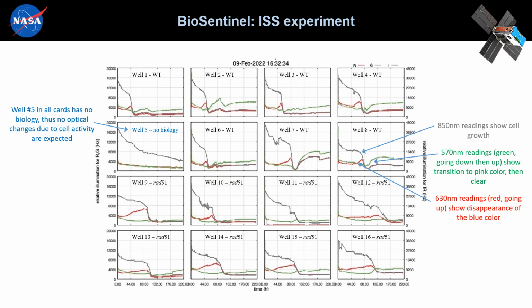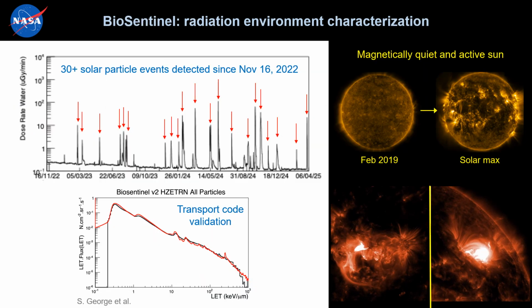Here's an example of what we saw on the International Space Station. It's just to show you that each one of those squares is a fluidic well, and you can see the cells growing, except for well number 5 in blue on the left there, because that one contains no biology. But all the other ones contain different types of yeast, and you see the different LED lights, which are in green, red, and gray, and you see the different changes because of biological activity.